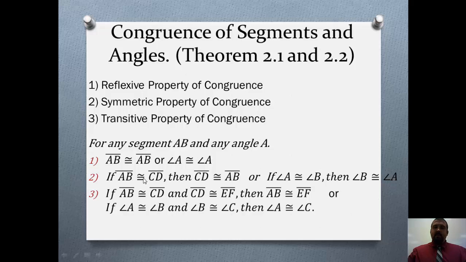The symmetric property, remember, allows us to flip it around. So if segment AB is congruent to segment CD, then it's also segment CD is congruent to segment AB. Same thing for angles. That's where this OR part comes in. And then last but not least, the transitive property, that's getting rid of the middle nominal. Segment AB is congruent to segment CD, and segment CD is congruent to segment EF. So let's get rid of that segment CD and just cut right to the chase. Segment AB is congruent to segment EF. All these ones dealing with segments are under theorem 2.1, and theorem 2.2 is all the ones dealing with the angles.